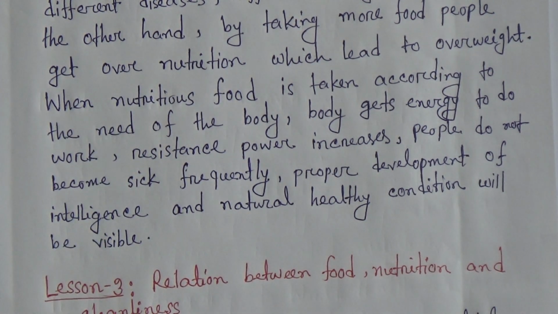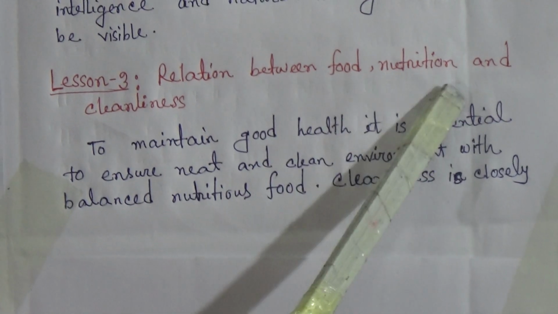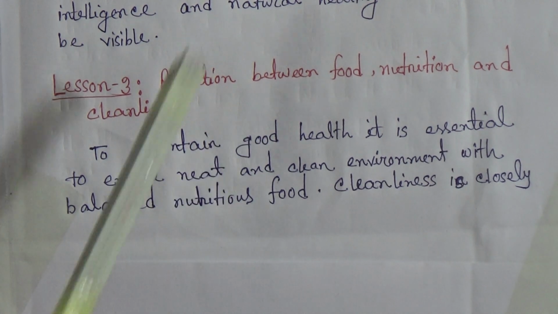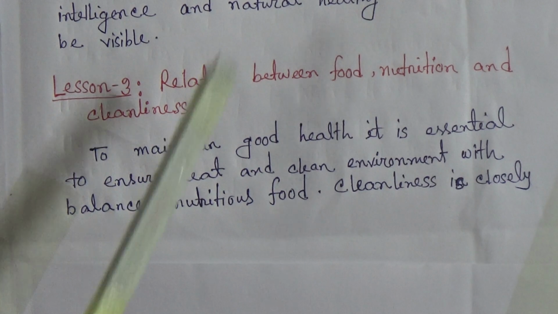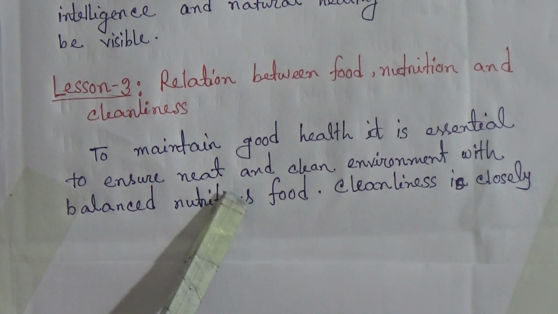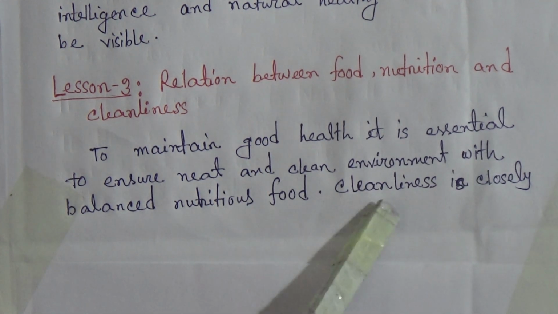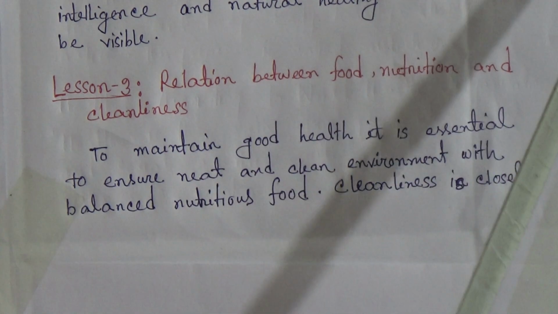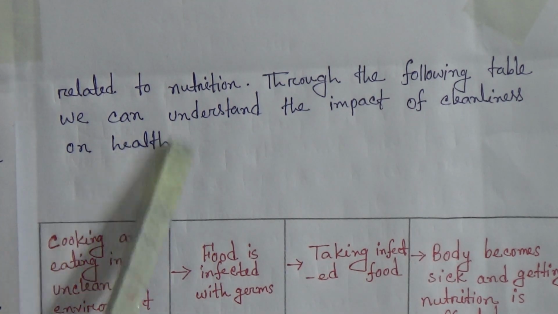Now next, lesson number 3, relation between food, nutrition and cleanliness. There is a close relation between food, nutrition and cleanliness. To maintain good health, it is essential to ensure a neat and clean environment with balanced nutritious food. Cleanliness is closely related to nutrition. Through the following table, we can understand the impact of cleanliness on health.